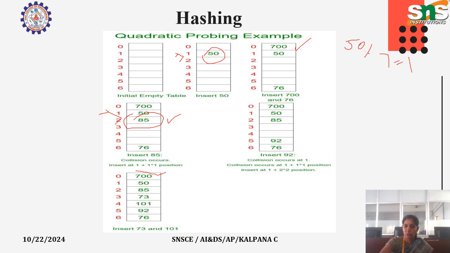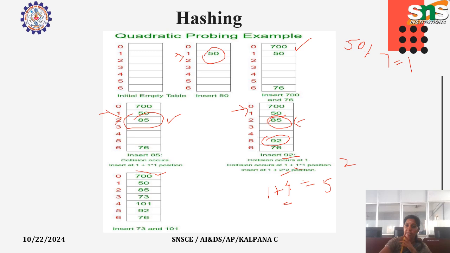Likewise 92. When you insert 92, it gives the same hash value, index 1. Here you cannot insert because 50 is there, so I search for the next space. If I try 1 plus 1 square, I get 2, but at 2 I already have 85, so I cannot insert. So I go for the next i square value: instead of 1 square, I try 2 square. 1 plus 2 square, and 2 square is 4, so 1 plus 4 is 5. At location 5, I insert 92.